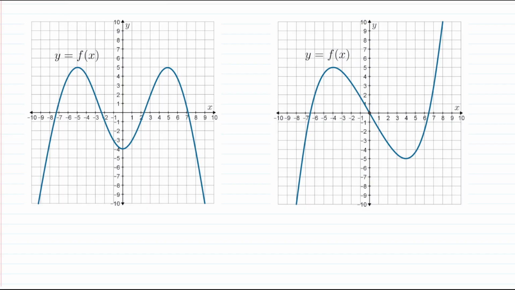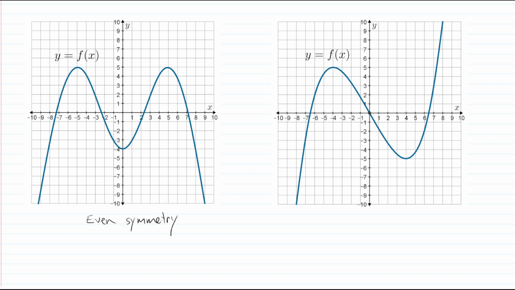Take a look at the first one here on the left. Notice that we do have symmetry. Hopefully you see that we have symmetry about the y-axis. That is, the graph does the exact same thing on both the right and left sides of the y-axis. When this happens, we have something known as even symmetry. Now let's take a look closely at what that means. So here we have even symmetry.